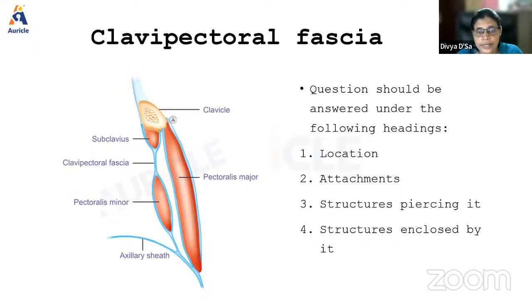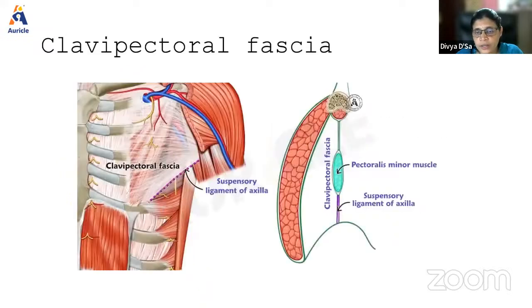So the attachment, when we see this clavipectoral fascia: it is attached. Now this is the clavicle. This is the inferior surface of the clavicle, where we have the subclavian groove. In that subclavian groove, there is the subclavius muscle.